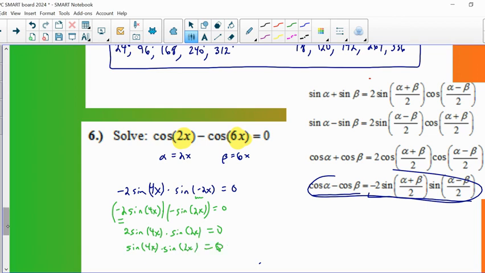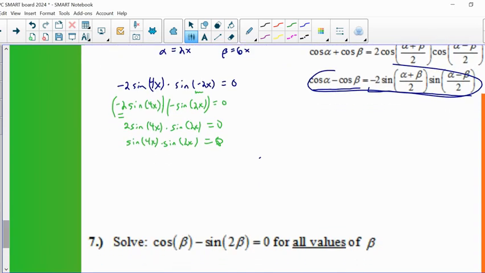Okay, now, here's the thing. Zero product property, right? So either this first portion is equal to 0, or this portion must be equal to 0, the same way a product is equal to 0. So sine of 4x equals 0, or sine of 2x equals 0. And so you've got to think about when do we get 0? Well, sine is 0 here and here.